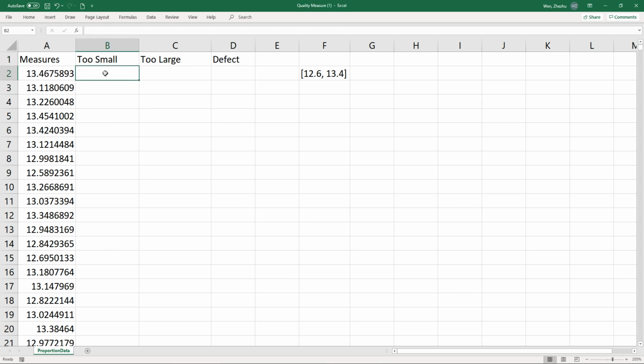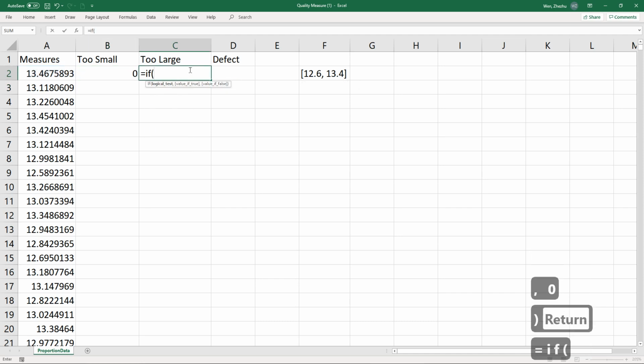And I'll say if it's smaller than the lowest value, I will call this a defect because it's too small. Otherwise, it's 0. Okay, the same here.